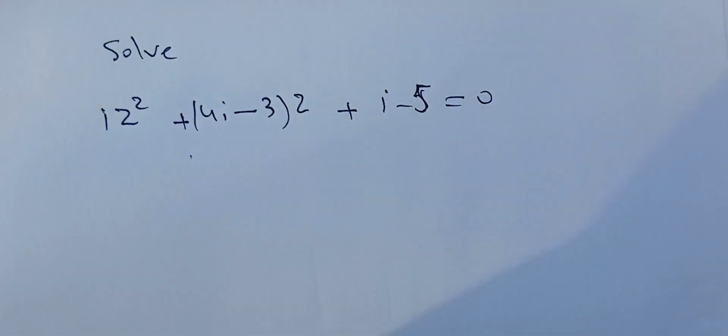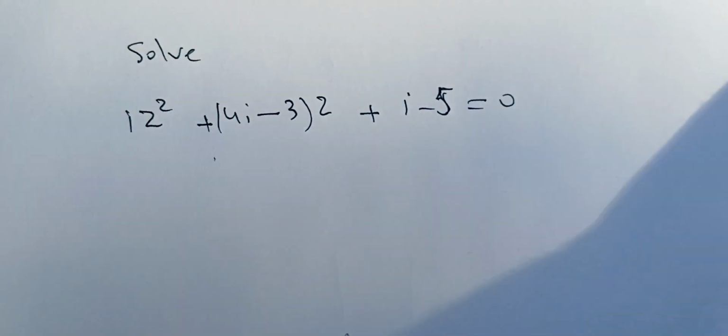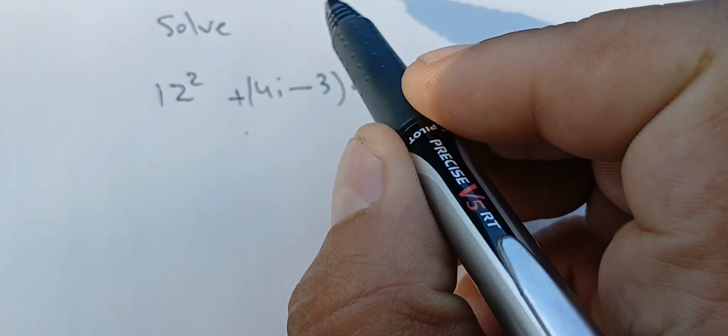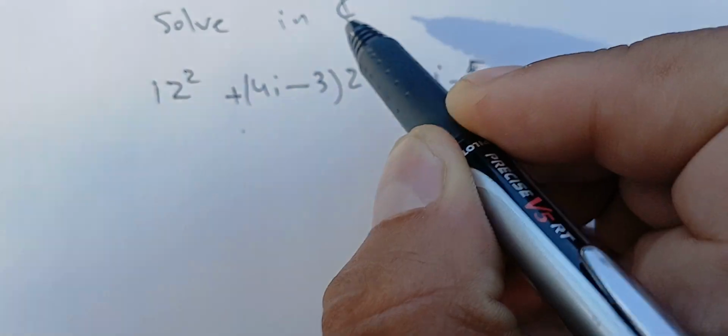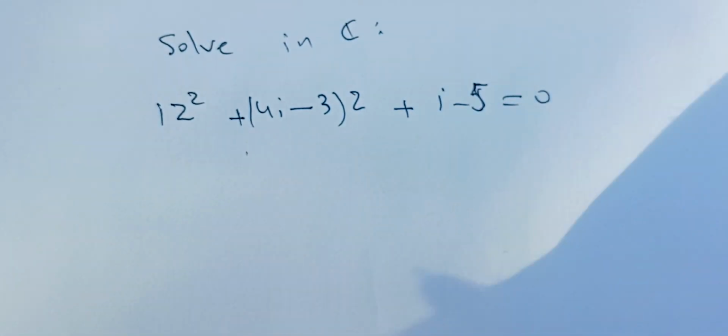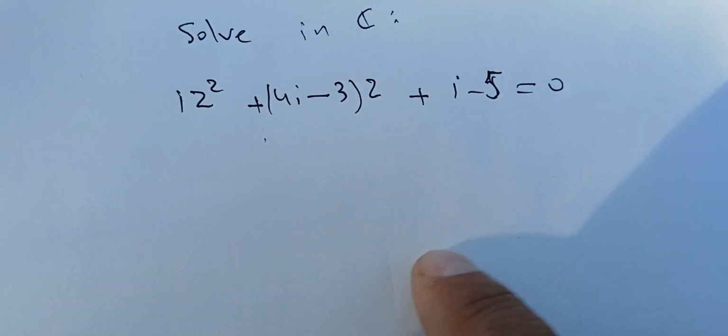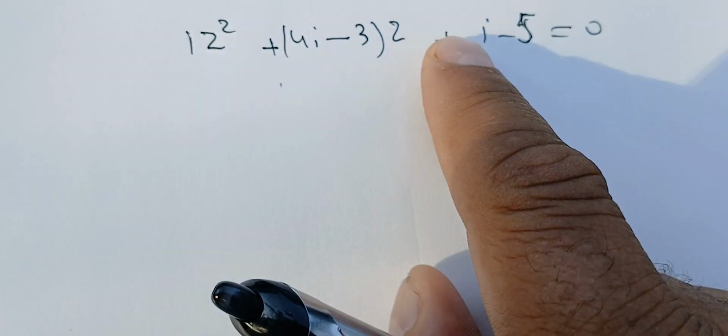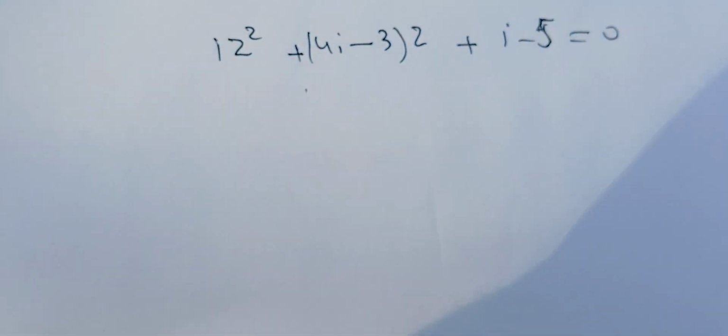Welcome back. Now we want to solve the following equation in the set of complex numbers. So we're going to say: solve in C, the set of complex numbers, the following equation: i z squared plus (4i minus 3) times z plus i minus 5.